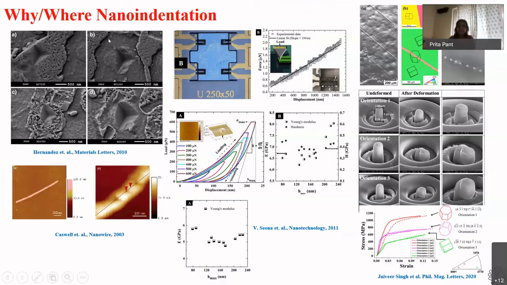And because the cantilevers themselves are very tiny, to measure the stiffness, they use nanopliers to bend the cantilever and create this force versus displacement curve, the deflection displacement curve of the cantilever.